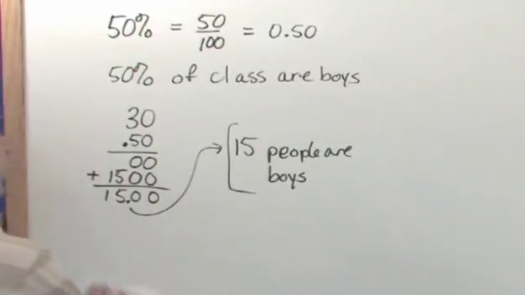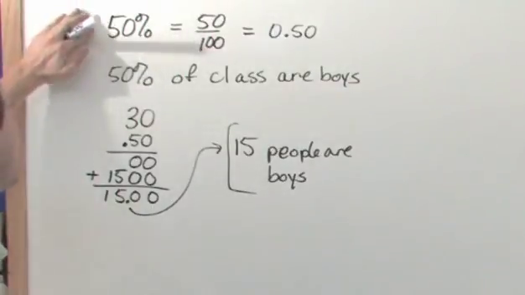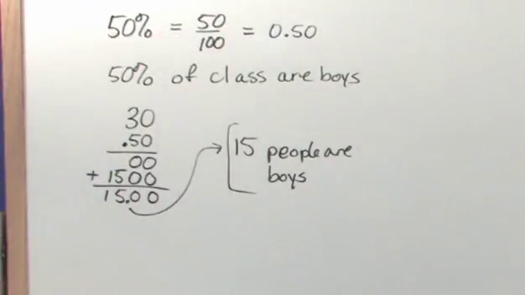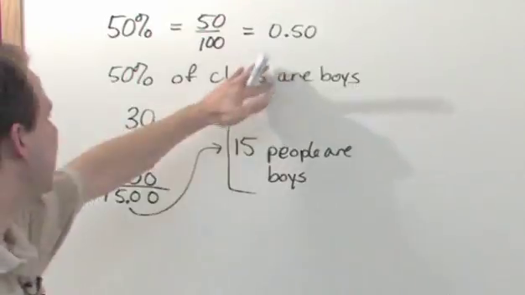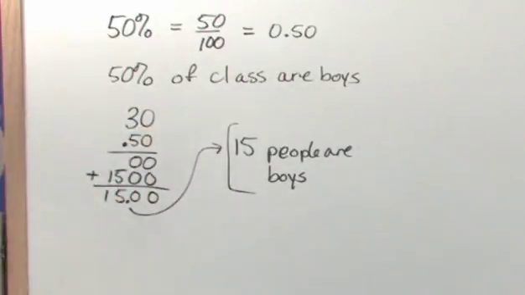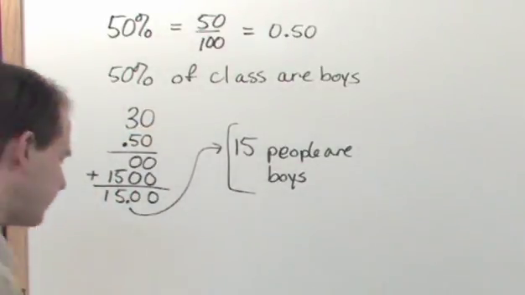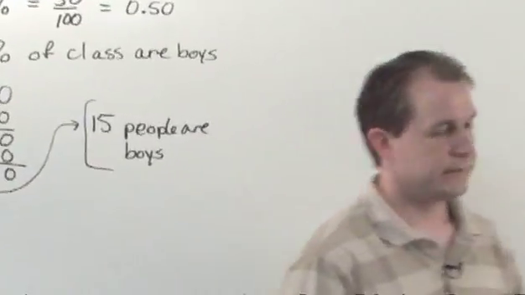So 15 people in the class were boys, and you knew to do that because your percentage told you how many people out of 100 were boys, and so you're applying that to the class that you have here by doing this multiplication. Okay, and you're getting the answer there. So when you generally want to find out how many of something there is, and you know the percentage, you just multiply by the decimal form, and then you get the answer.